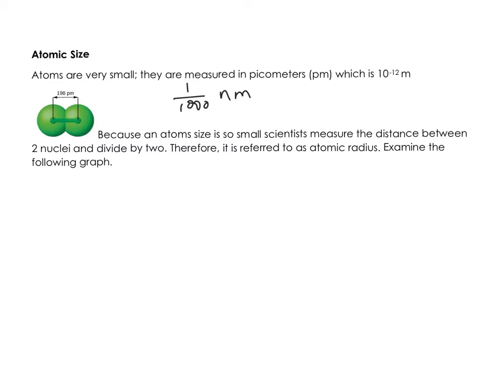A human hair is about 100,000 nanometers. So a human hair is 1 billion times bigger than a picometer. Because an atom's size is so small, scientists measure the distance between two neighboring nuclei and then divide by 2. Therefore, it's referred to as the atomic radius. So these terms are used interchangeably. Atomic size, atomic radius. They mean the same thing.